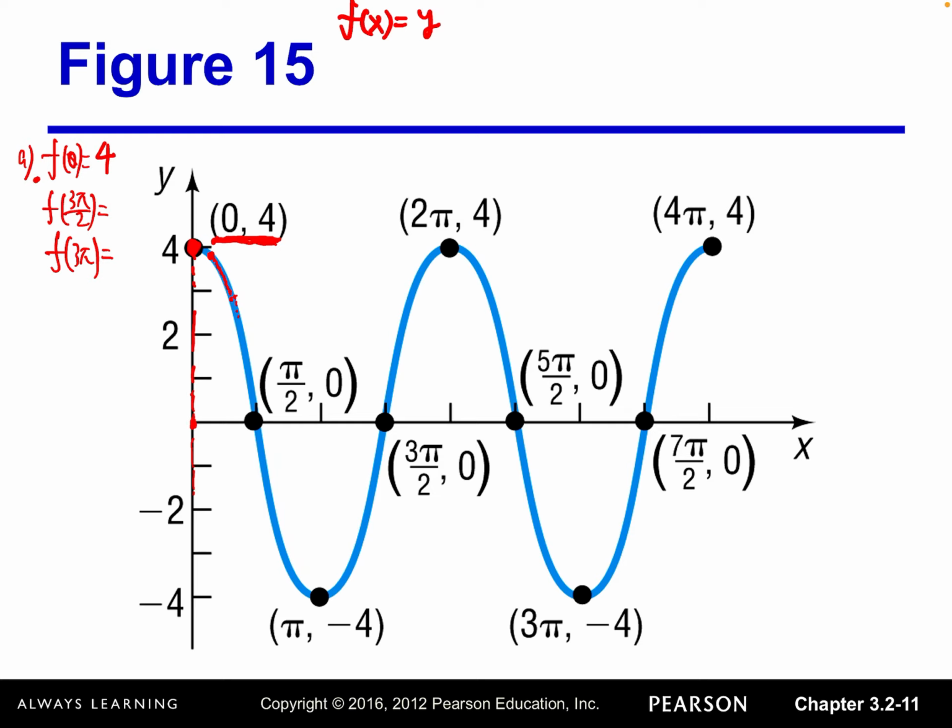All right, let's try the next one, f of 3 pi over 2. We're looking for when x equals 3 pi over 2, what is the point on the graph? Right here, what is the corresponding y coordinate? 0, right? We find the point on the graph and then read this point's y coordinate. That's how we evaluate the function from the graph.